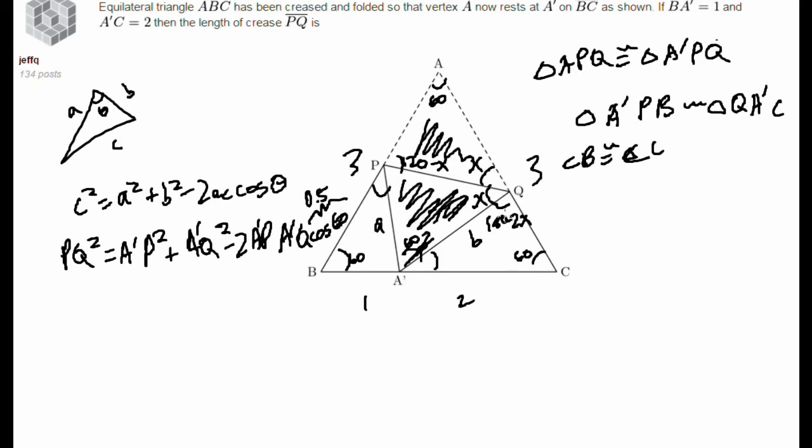And what does that make this angle? That means the measure of angle QA'C plus 180 minus 2x plus 60 equals 180.